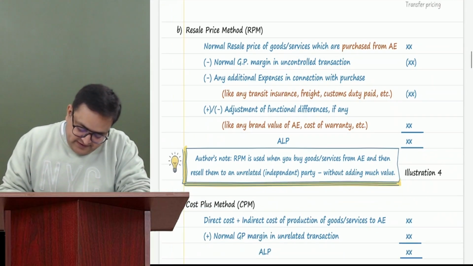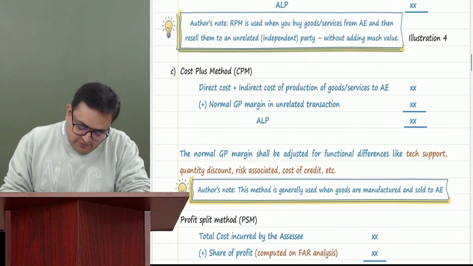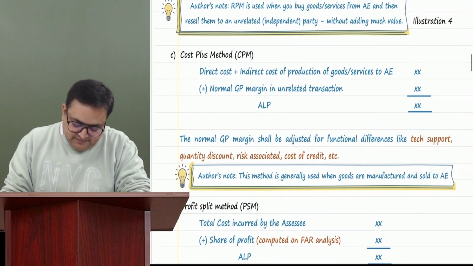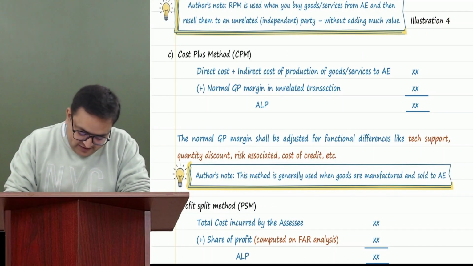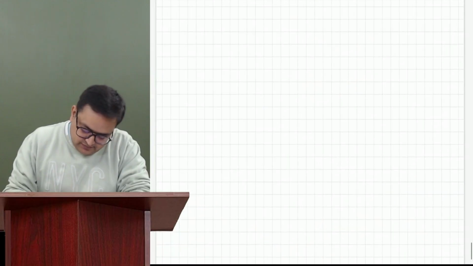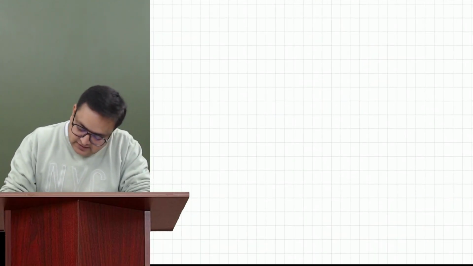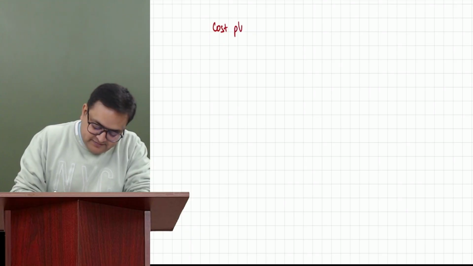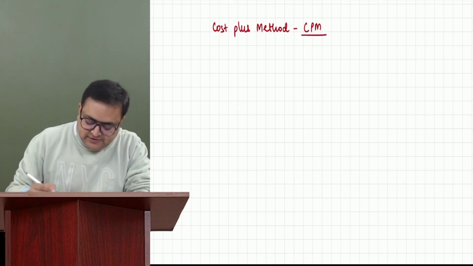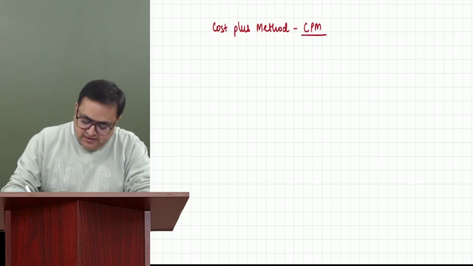So this was resale price method. Now come to the next method, which is called cost plus method. See, again, cost plus method is very easy to understand. Let's say there is cost plus method. The short form is CPM, cost plus method. It's very easy.